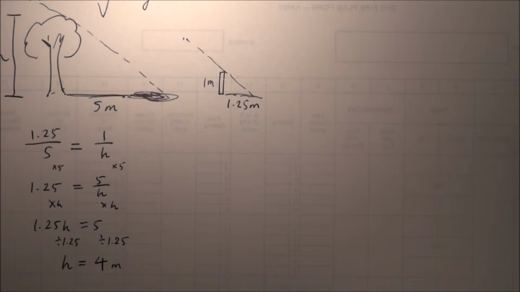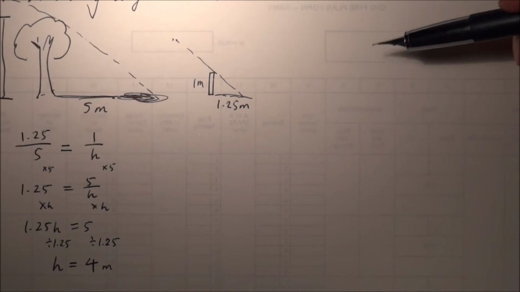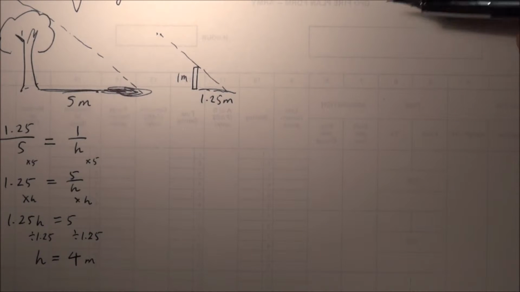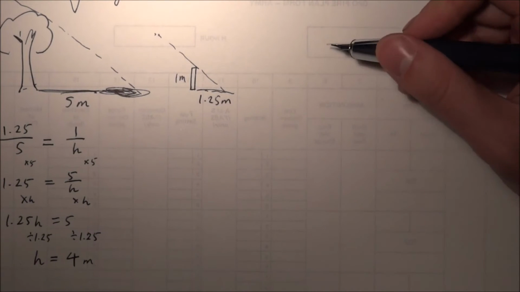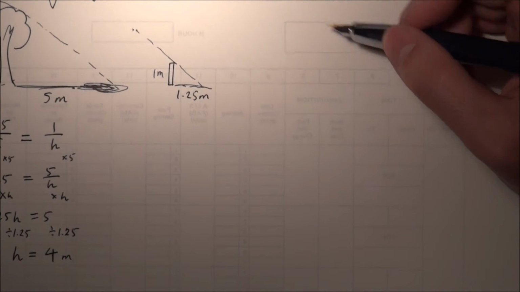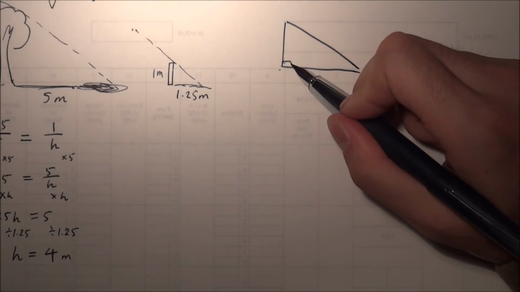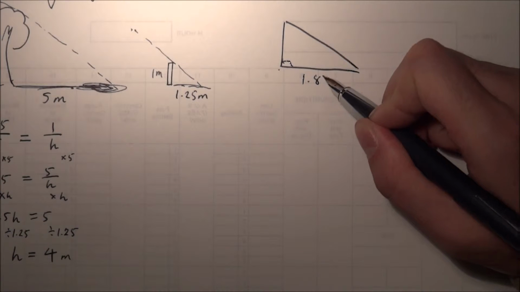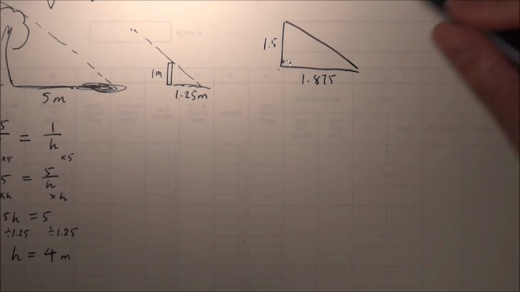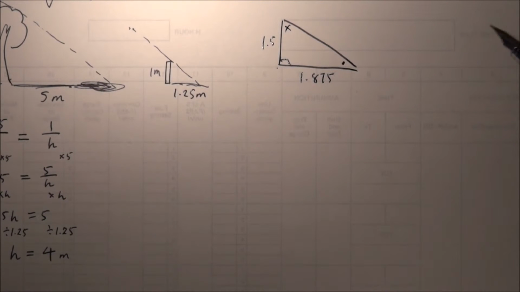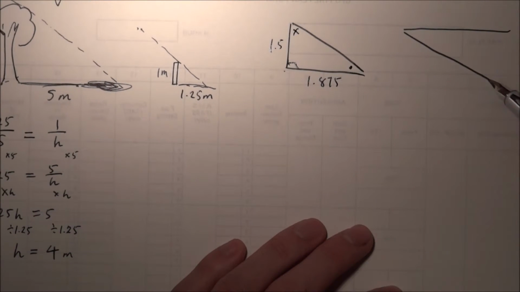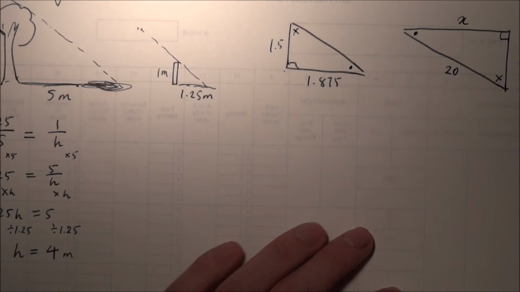Let's try something much more synthetic. It's completely unnatural, and it's entirely the product of abstract thinking. Let's have a triangle. It's a right angle triangle, with one side 1.875, another side 1.5, and a cross and a dot marking the other angles. And let's have another larger triangle, also right angled, with 20 here, x here, and 12 here, with the dot and cross.